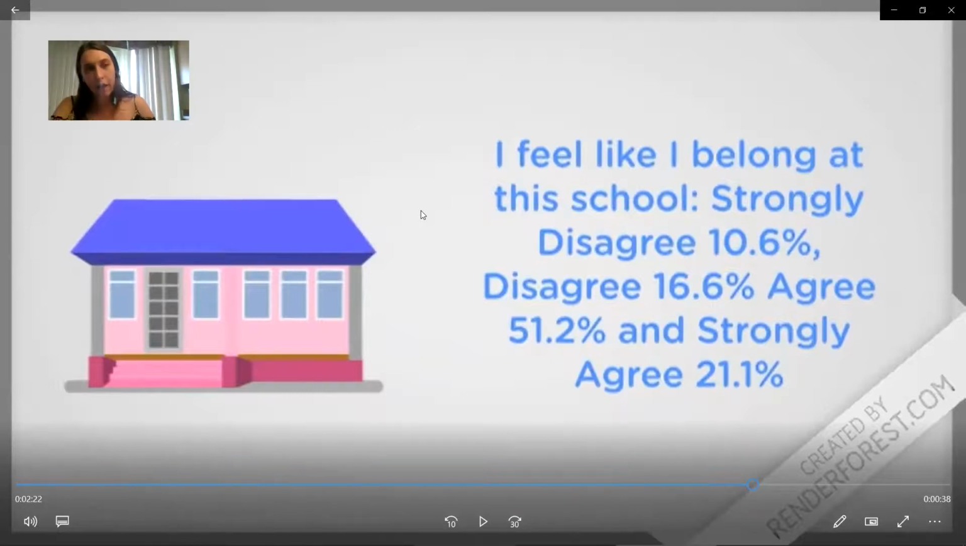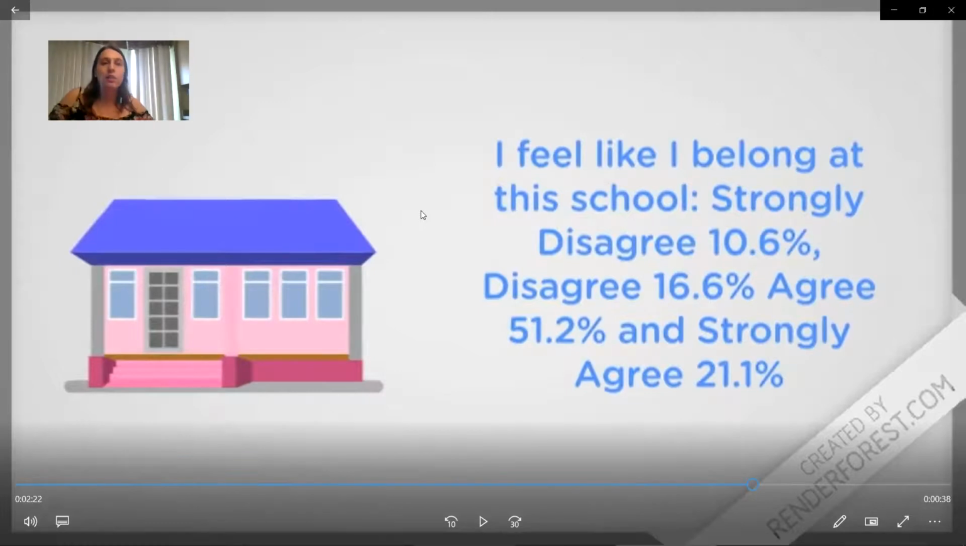Looking at Lowry's example, she asked, did students feel like they belong? As we can see, this shows how students were feeling, and it was mixed. We had 10.6 percent of students strongly disagree, they didn't feel like they belonged at all. Disagree was at 16.6, agree at 51.2, and strongly agree at 21.1.